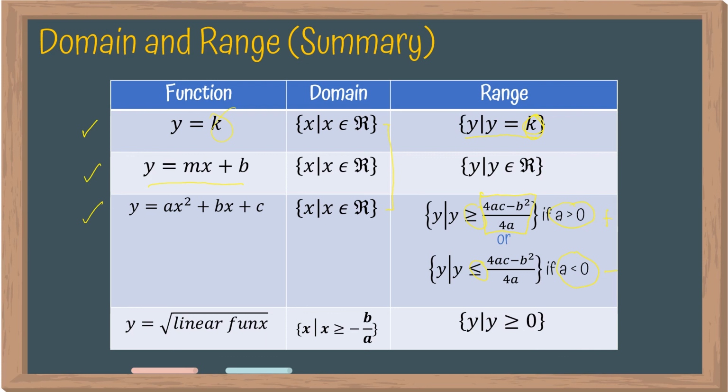And lastly, for our radical function with a linear expression in the radicand such as this one, our domain can be obtained by first identifying the value of negative b over a, and then writing it as x such that x is greater than or equal to that value, whatever value we solve. And then for the range, that will be greater than or equal to 0 because the least possible value that we can have inside the radicand will be 0. And the square root of 0 again is 0.